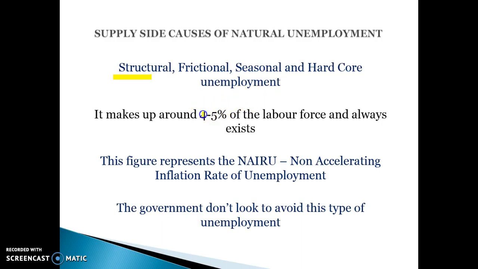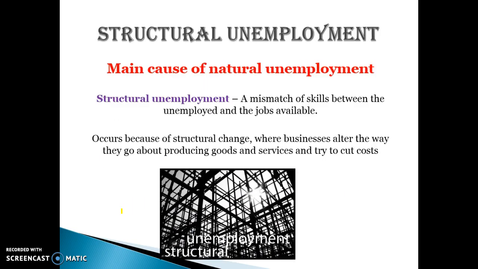Natural unemployment, about 4 to 5% of the labour force, and it always exists. Okay, it's the same as what the total amount of unemployment is for us to achieve NIRO. The government don't look to avoid this type of unemployment. They accept it's going to exist, but they will try to minimise some forms of natural unemployment. The main form of natural unemployment is what we call structural unemployment.